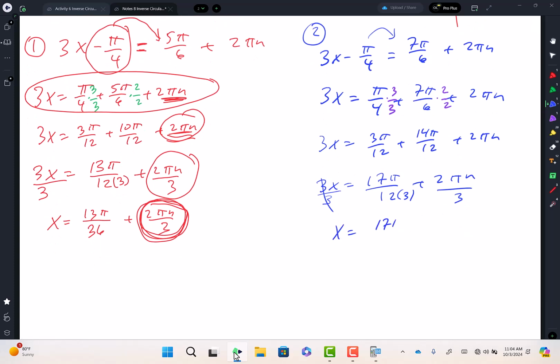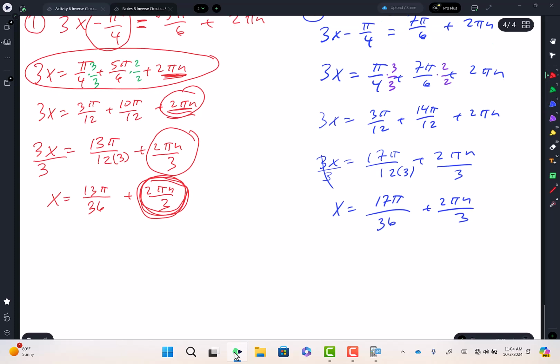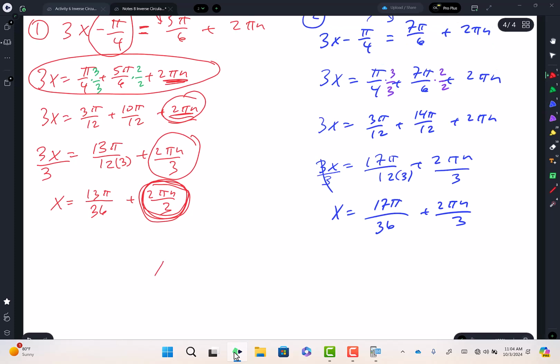You think you guys can do this question on the math competition? Say yes. The answer to this is 13 pi over 36 and 17 pi over 36.